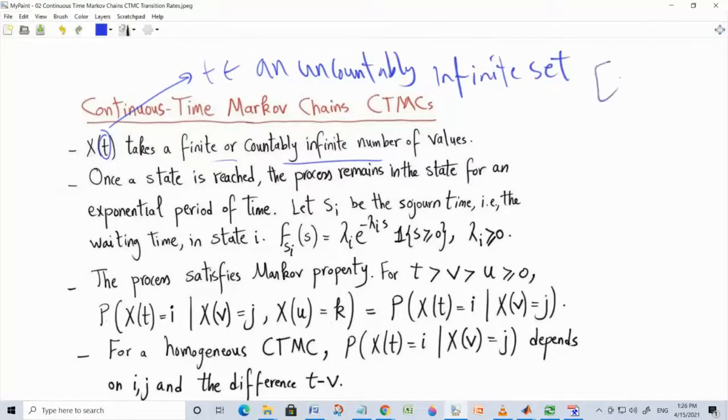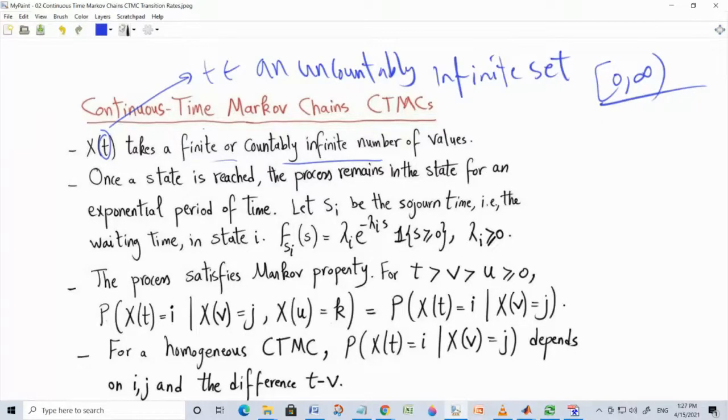And typically this will be the set 0 to infinity, the set of non-negative real numbers, okay? So now we have x of t. Rather than x of n, you have x of t. But x of t, once you fix a t, you have a discrete random variable. So that's the reason it is still a Markov chain, but it is continuous time. So here continuous time is a reference to the index of the random process. Okay, we still have the Markov property.